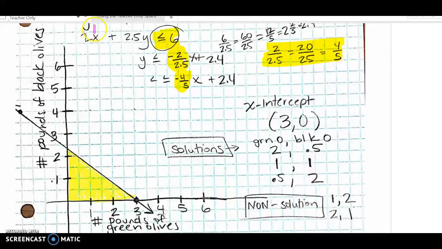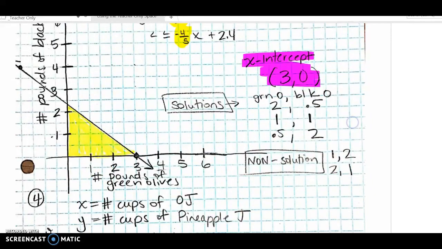To find the x-intercept, substitute 0 for y, and you would get 2x is equal to 6. Therefore, the x-intercept is (3, 0). That was very helpful when I graphed this because I could start at a whole number, (3, 0), and then apply the slope of -4/5. -4/5 is down and to the right, so going the other direction, I went up 4 and left 5.